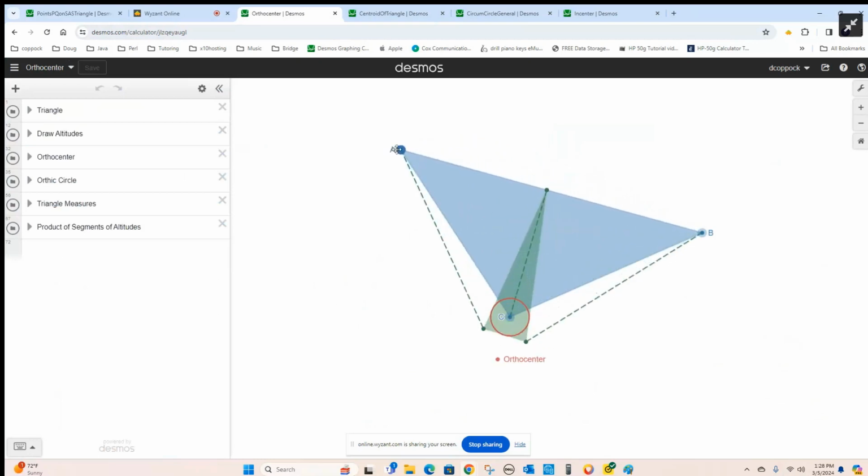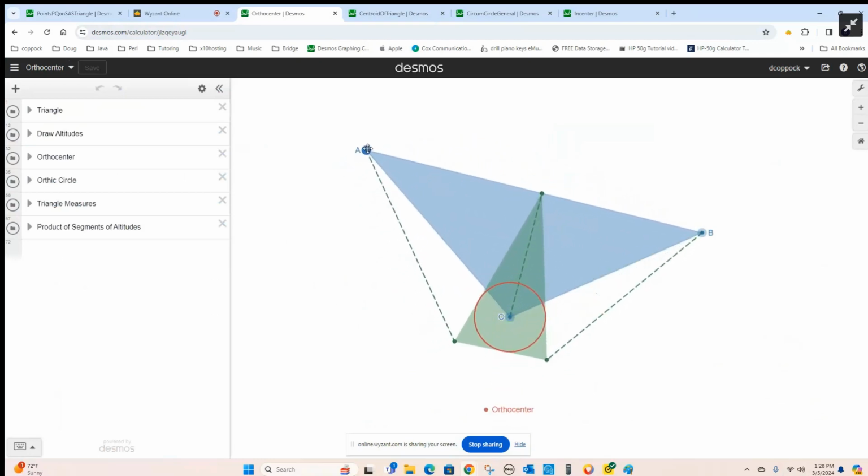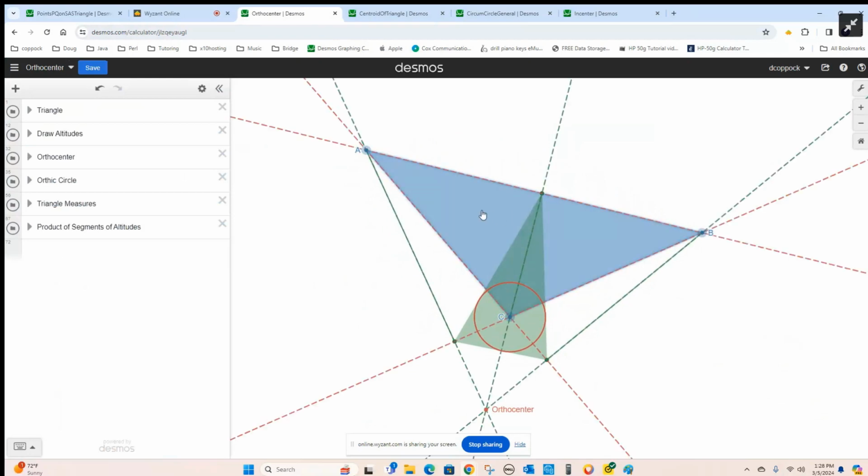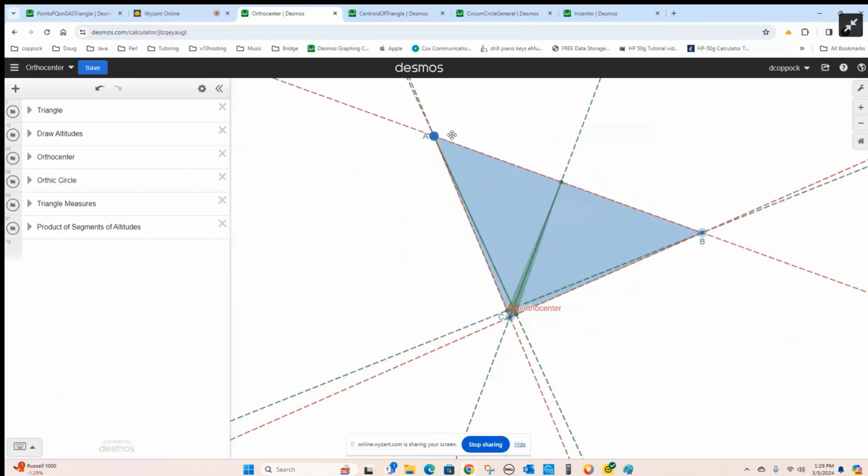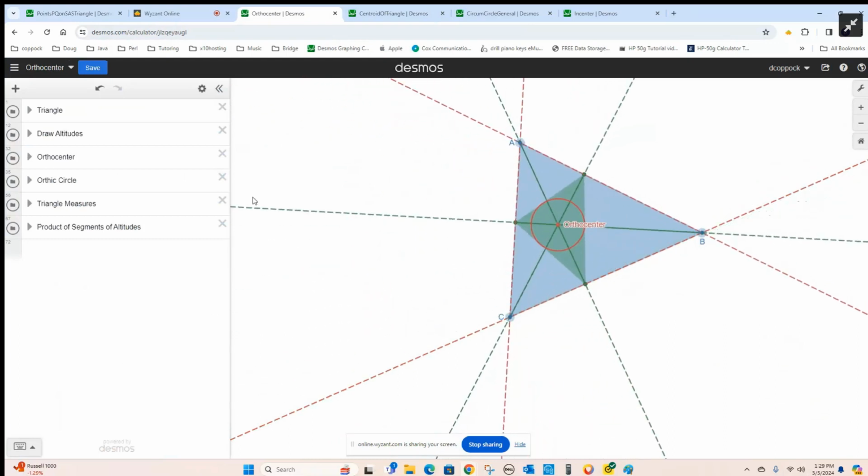But if you make one of the angles obtuse, all of a sudden the orthocenter is outside the triangle. If I extend the sides, there are all the altitudes intersecting at the orthocenter. And instead of the orthocenter being the center of this orthic circle, it's the vertex that has the obtuse angle. But if I change this back to an acute triangle, the orthocenter is actually the center of the orthic circle. Okay, there you go.